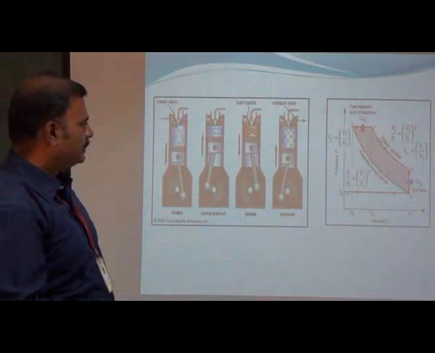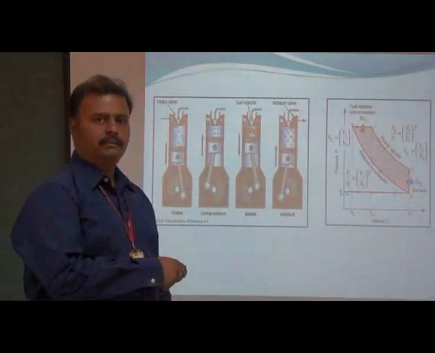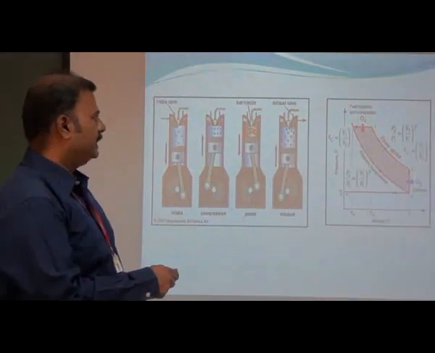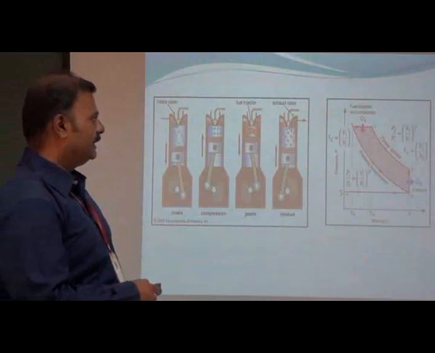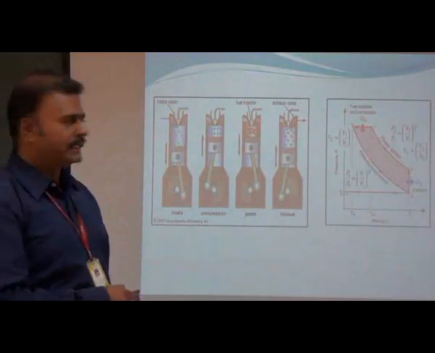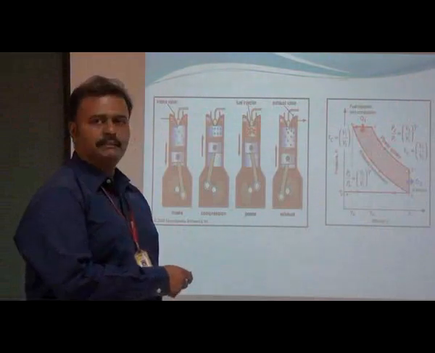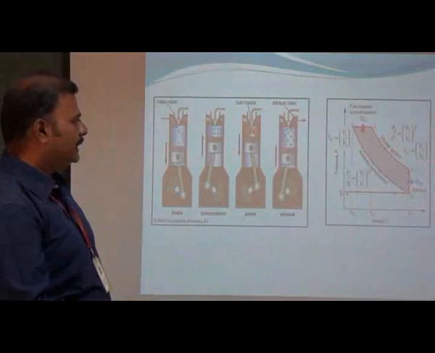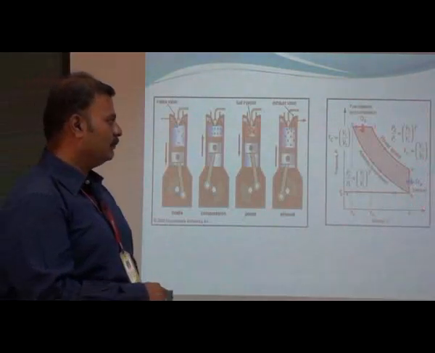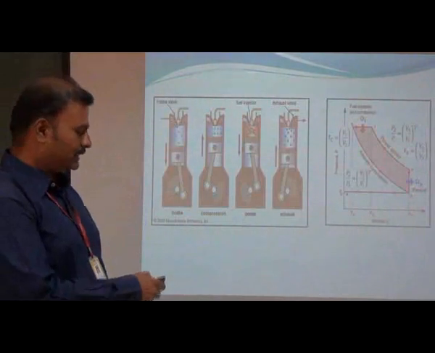So here the process A to B is nothing but an isentropic compression process. B to C is nothing but a constant pressure heat addition process. That's why it is also called a constant pressure cycle. And C to D is nothing but an isentropic expansion process. The formulas are also given. And D to A is nothing but a constant volume heat rejection process. So this is about the diesel cycle.